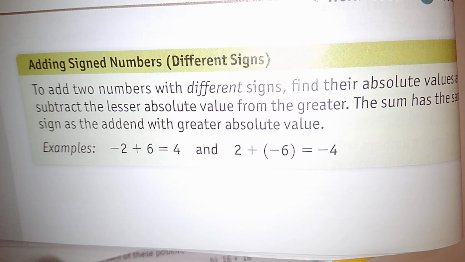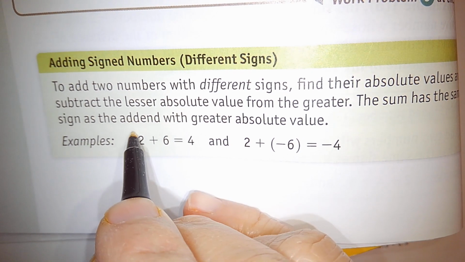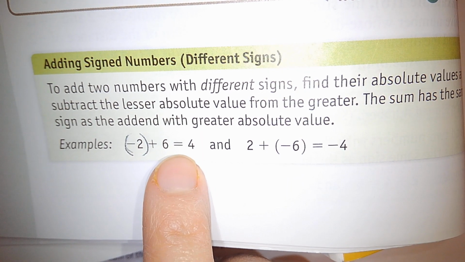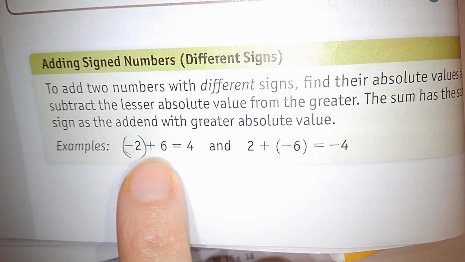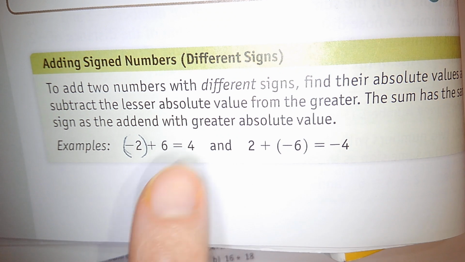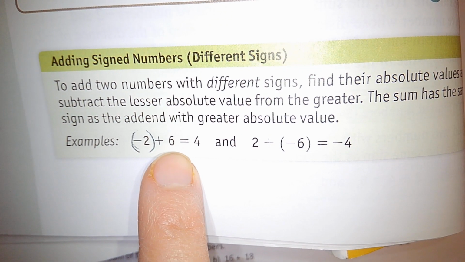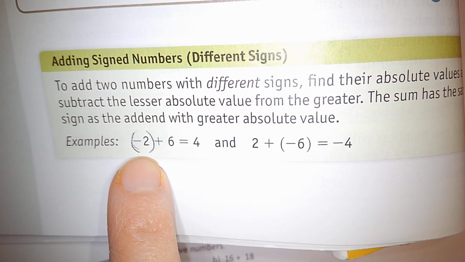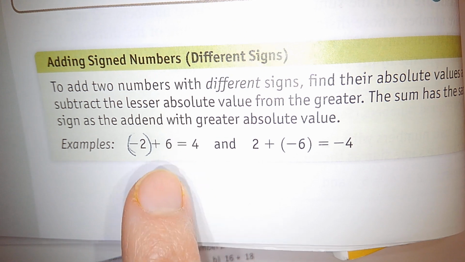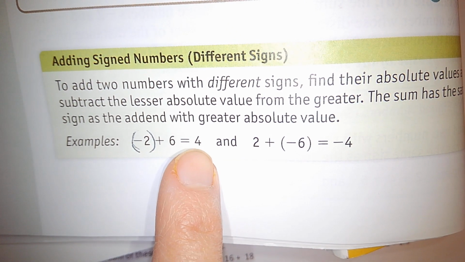Very good, thanks. When we're adding negative 2 and 6, my question for you, do they have the same sign? No. One is negative, one is positive, right? So if you're adding signed numbers with different signs, what do we check? Which number has the greater absolute value, right? The absolute value of negative 2 is 2. The absolute value of 6 is 6, right? So we're using 6 minus 2, which gives us a 4, right?